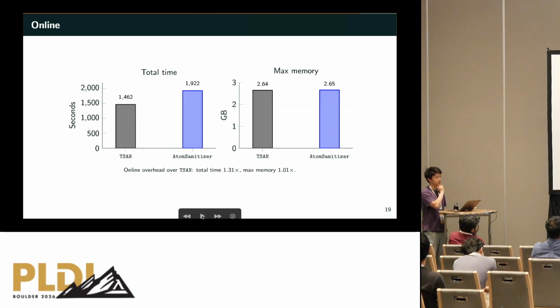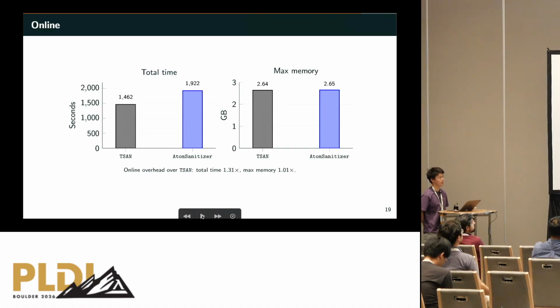For the online experiment, we adapt the instrumentation framework of ThreadSanitizer. Here, the data of TSan is the time consumption for the data race detection algorithm. For our algorithm, you can see that the time overhead is very small. It's only 1.3 times slower than ThreadSanitizer. For the memory overhead, it can be omitted.